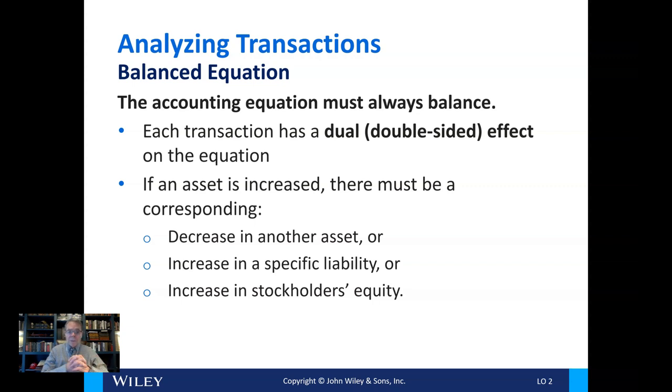So again, if an asset is increased, there must be a corresponding decrease in another asset. For instance, let's say you buy land with cash; an increase in a specific liability, you buy land for a loan; or an increase in stockholders' equity, a stockholder exchanges land, an asset, for shares in the company.